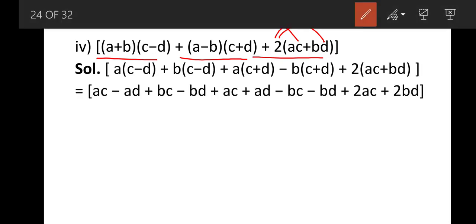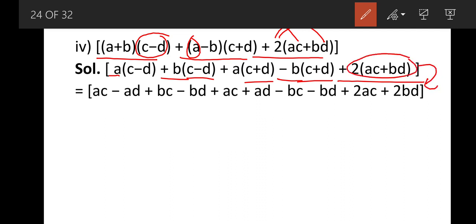So what is the first step? A is to be multiplied by C minus D, plus B into C minus D, plus A of this first term is to be multiplied by C plus D, minus B into C plus D, plus 2AC plus 2BD. You can solve it here also. I have solved it in the next step.